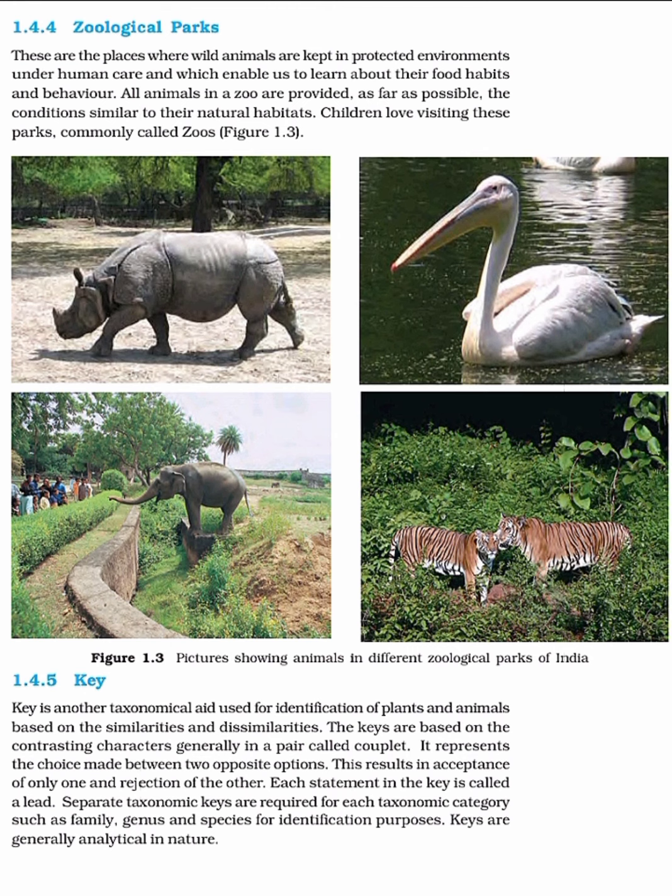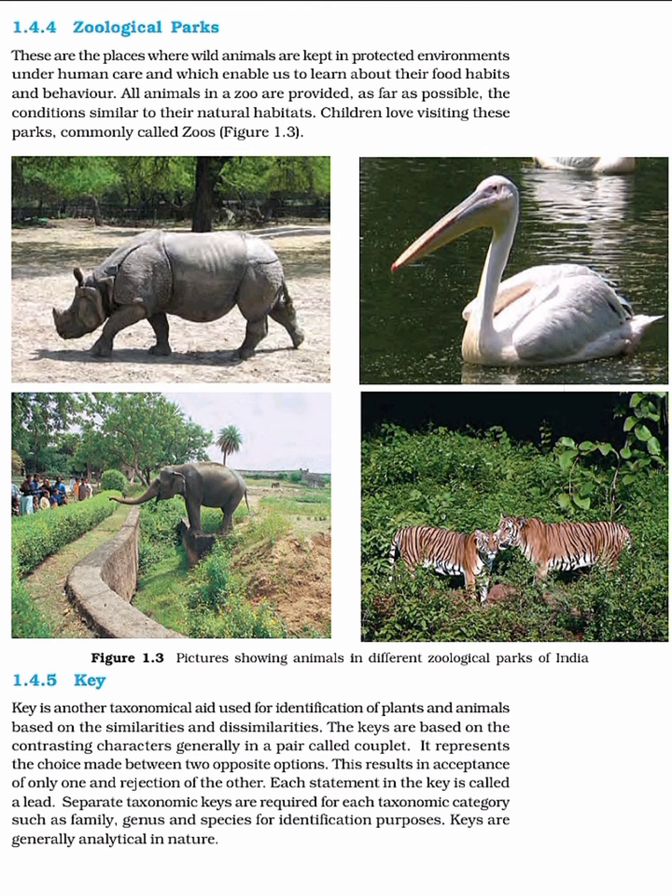1.4.5 Key. Key is another taxonomical aid used for identification of plants and animals based on the similarities and dissimilarities. The keys are based on the contrasting characters generally in a pair called couplet. It represents the choice made between two opposite options. This results in acceptance of only one and rejection of the other. Each statement in the key is called a lead.